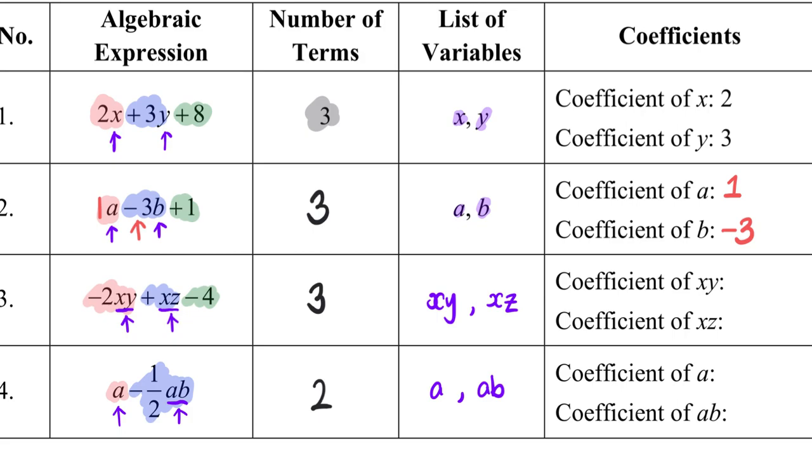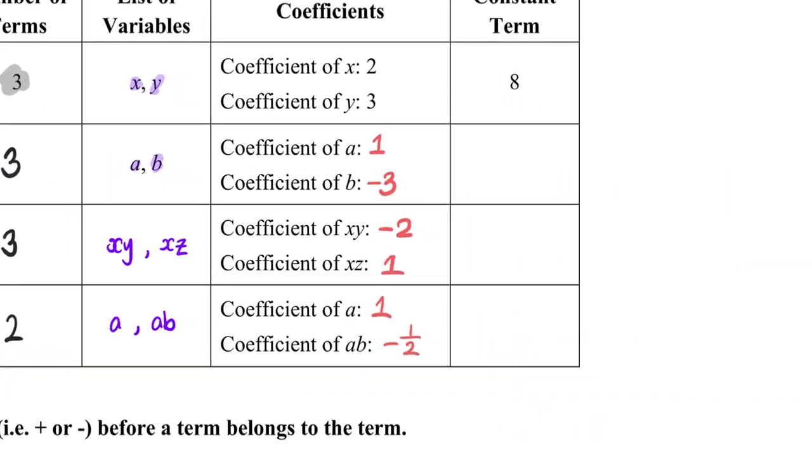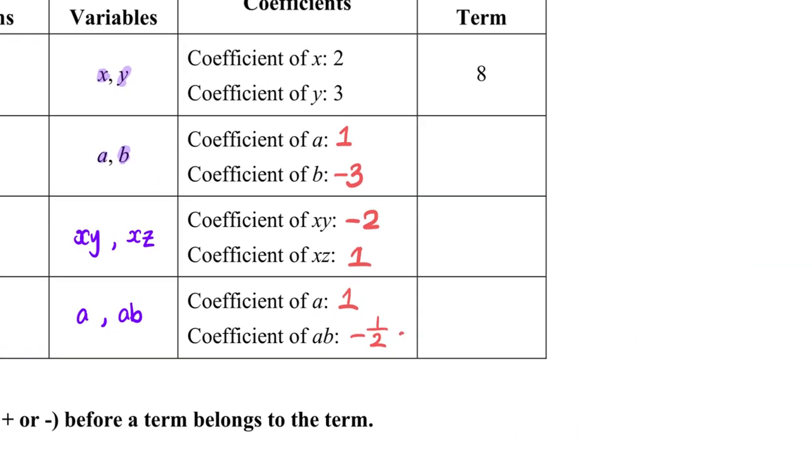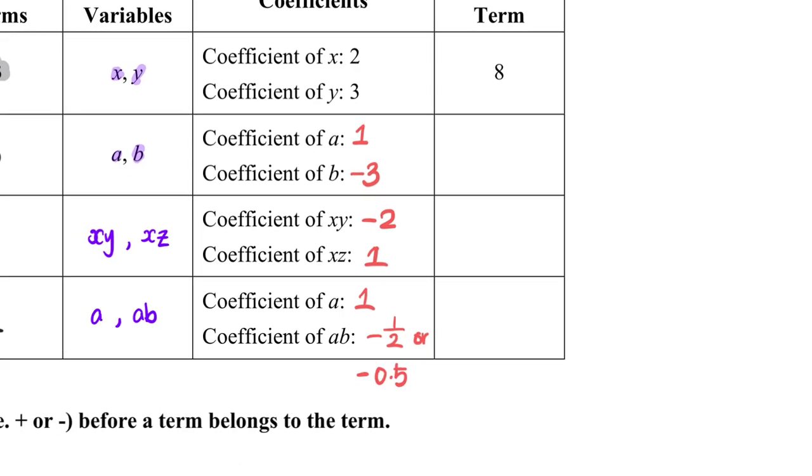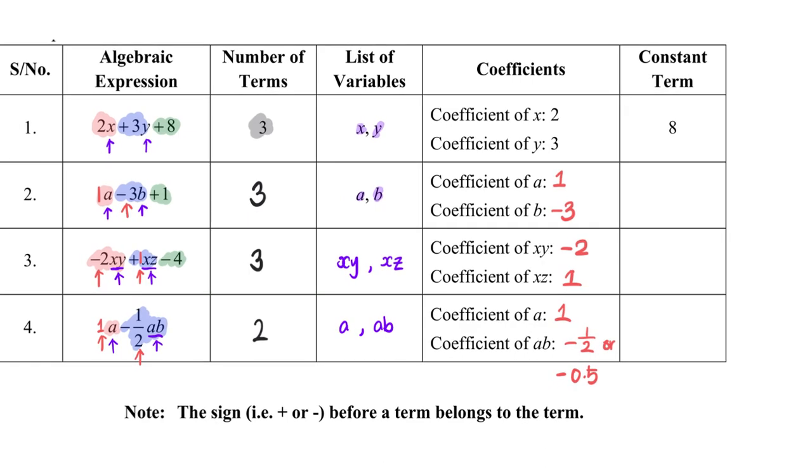So xy will be negative 2. And if there's no number, the number is 1. Coefficient will be, again, there's no number, the number is 1. And this will be my coefficient, negative half, or sometimes people can write it as negative 0.5. Alright?